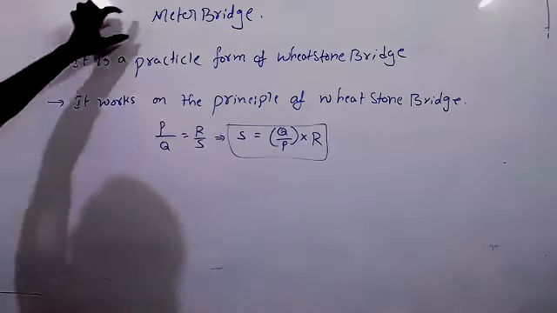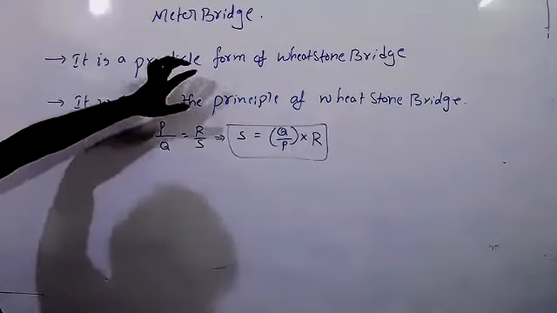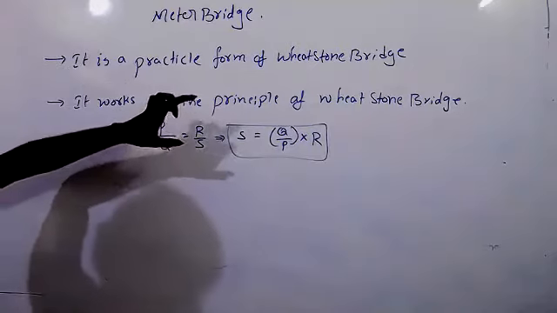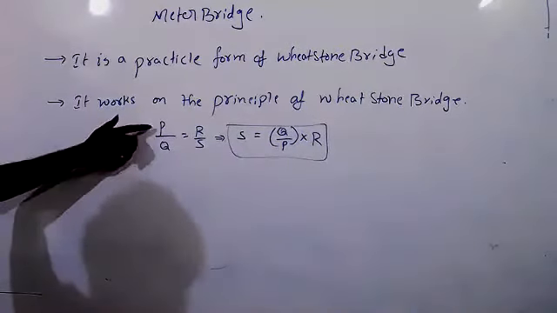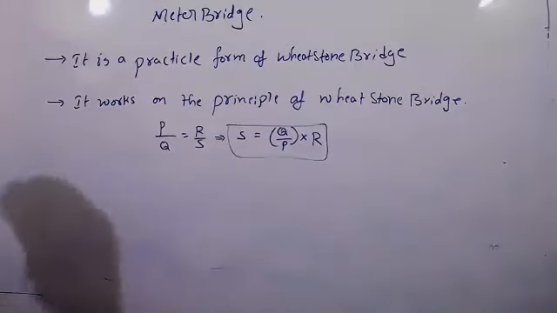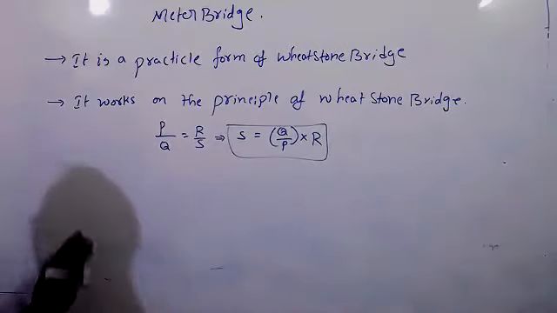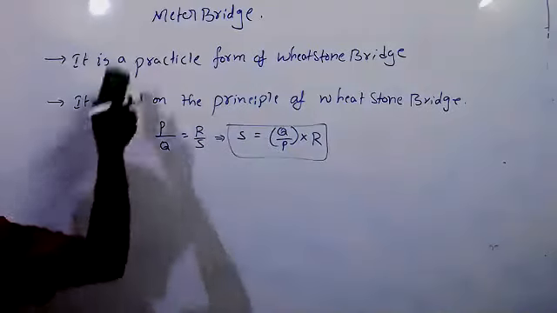Today we are going to discuss the meter bridge. The meter bridge is a practical form of the Wheatstone bridge and it works on the principle of the Wheatstone bridge. What is the principle of the Wheatstone bridge? P by Q is equal to R by S. What is the use of the Wheatstone bridge? To calculate an unknown resistance. So on that principle, the meter bridge will work.